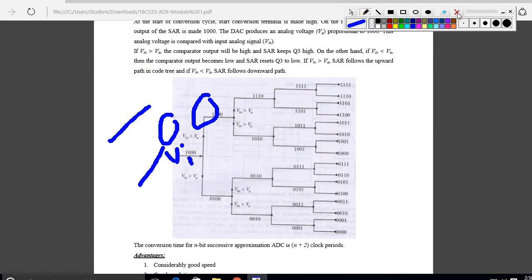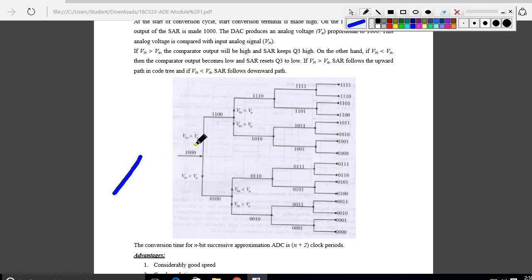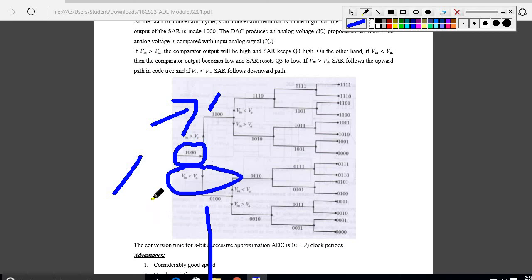Initially, at the conversion cycle, it should be 1000. When Vin is greater than VA, this should be high and this should be low, which means it should take the upward path. Then it moves on like this, again 0100. If Vin is greater than VA, it will select this path, and if VA is greater than Vin, it should take the other path. Like that, it moves on.